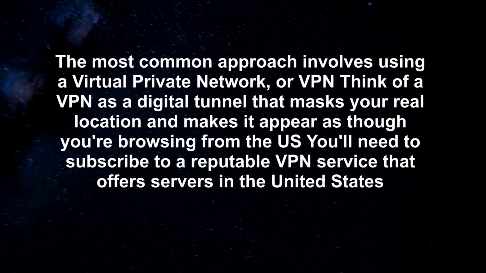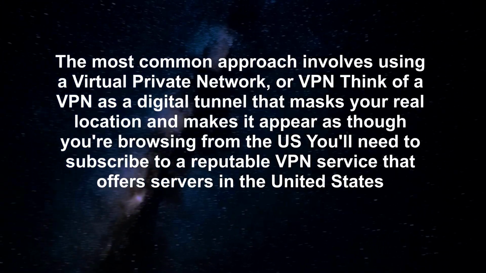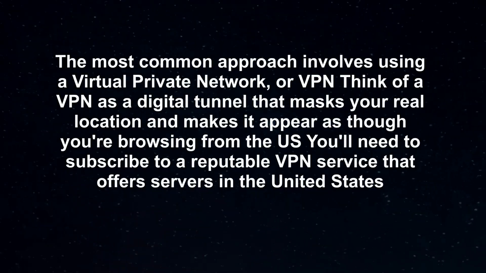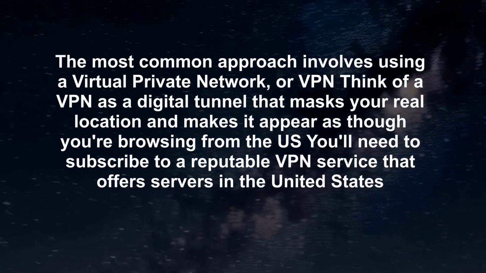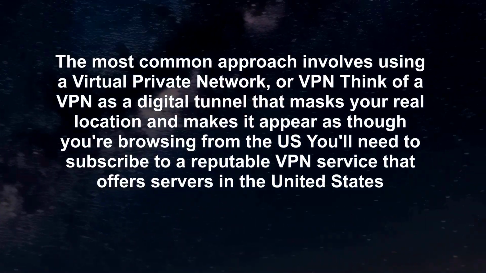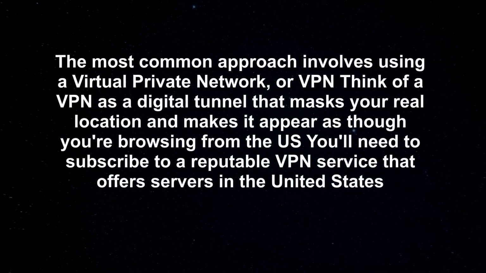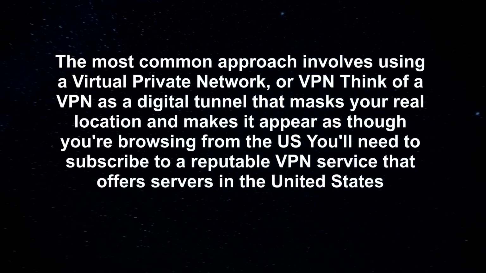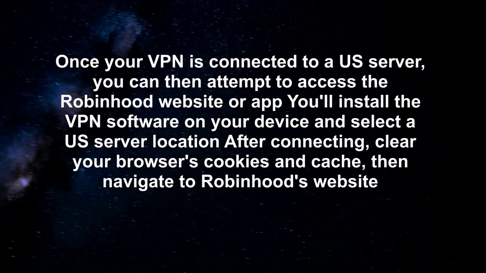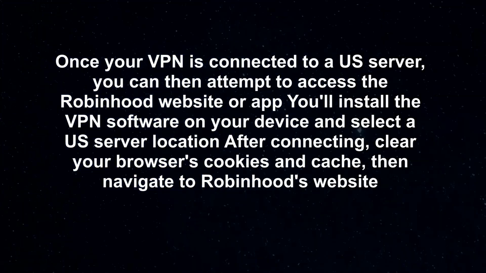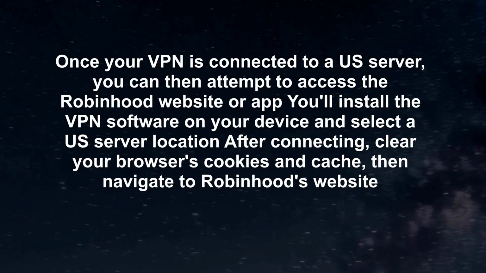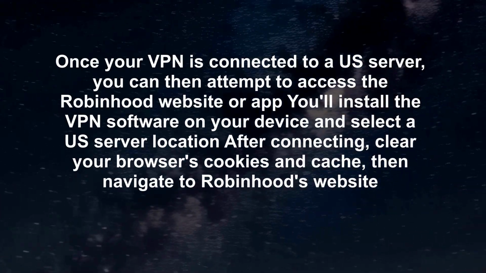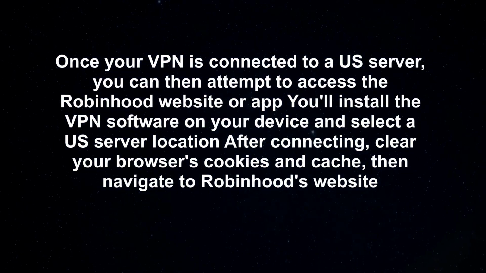The most common approach involves using a virtual private network, or VPN. Think of a VPN as a digital tunnel that masks your real location and makes it appear as though you're browsing from the US. You'll need to subscribe to a reputable VPN service that offers servers in the United States. Once your VPN is connected to a US server, you can then attempt to access the Robinhood website or app. You'll install the VPN software on your device and select a US server location after connecting.